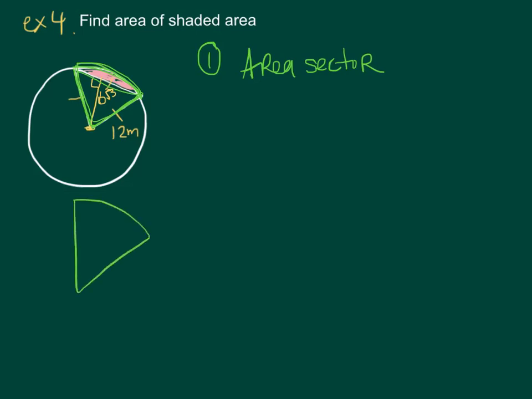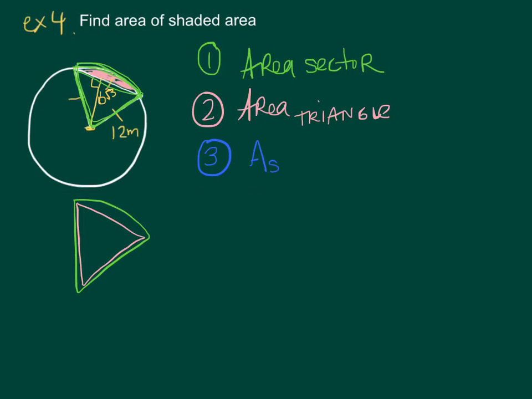The second thing I would do is find the area of the triangle. So here I'm talking about this right here. The very last thing I would do, and I guess I'll do this in blue, is take the area of the sector and subtract it from the area of the triangle. So when I take the pink away from the green, I'm going to be left with just the crust of this pizza, or the area of the shaded part.